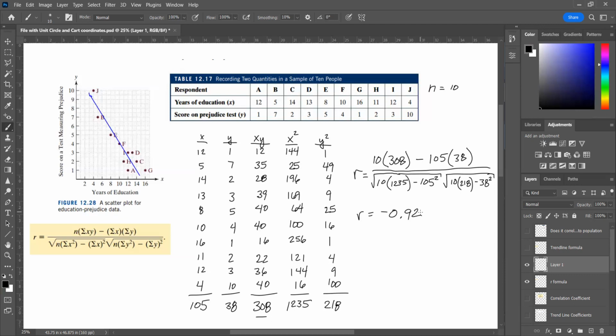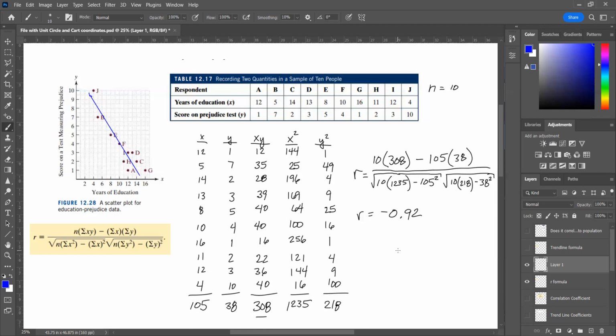I was helping a couple of students and found that they were hitting the right button to get out of the exponent, but they were still under the square root when they started the second one. And so that gave them an error. Make sure you're outside of that bottom square root before you start the next one. But you should get a negative 0.92.